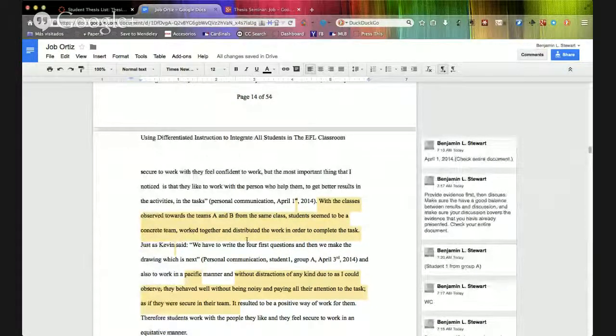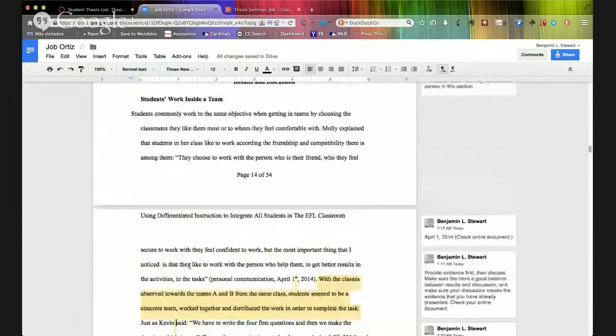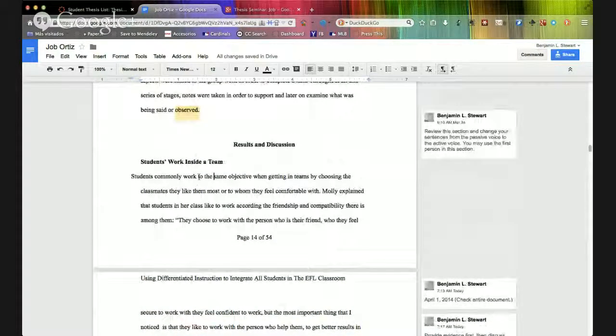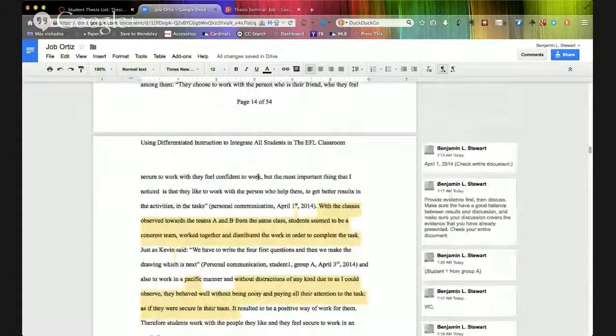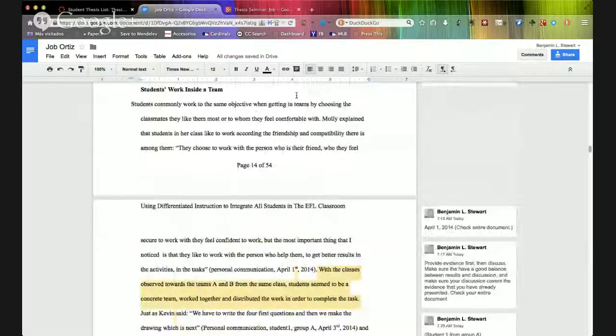Now, we have to write 4 questions, and then we make the drawing, which is next. And also work in a specific manner. Like here, I'm looking for evidence that talks about the same objective, but I don't really see how this relates. I see this one relates, because you have here in your topic sentence they like to work with each other, and it says here.